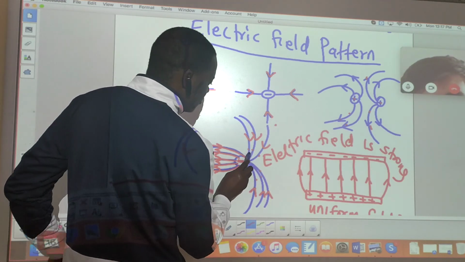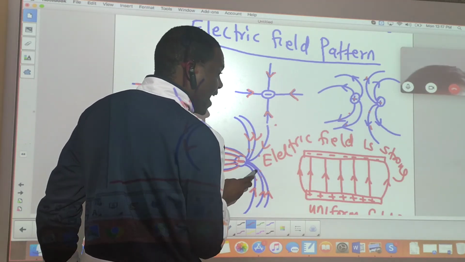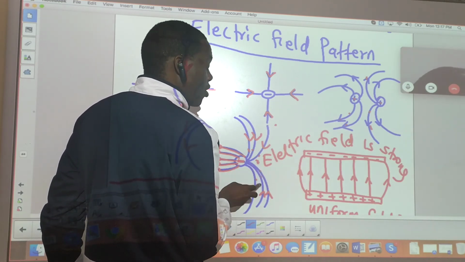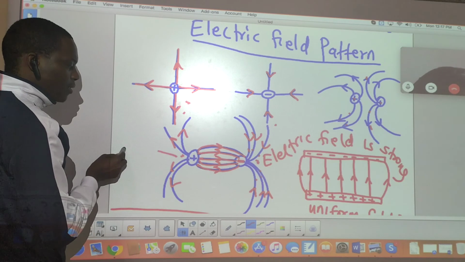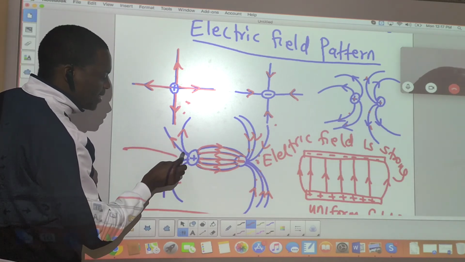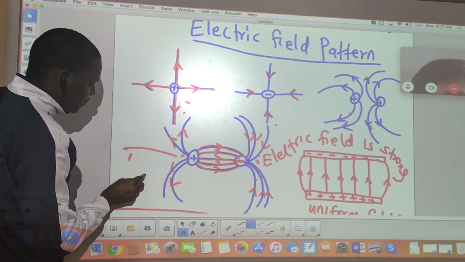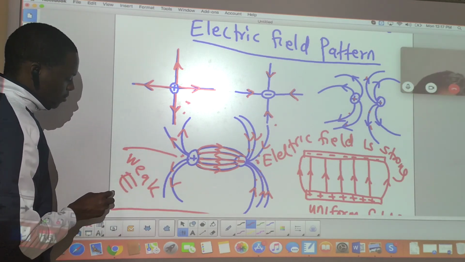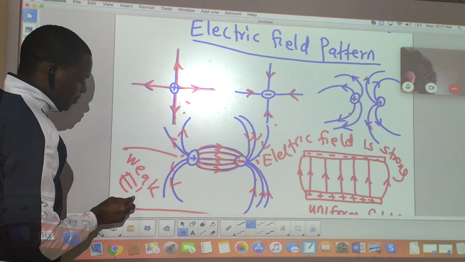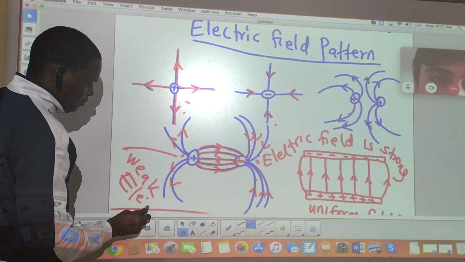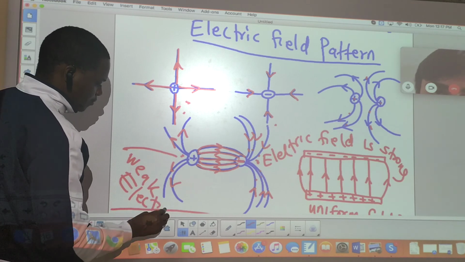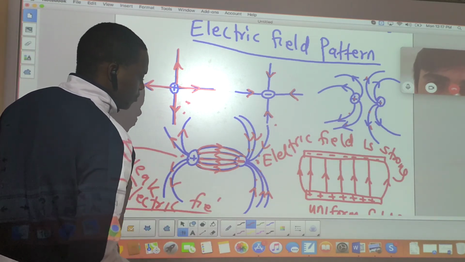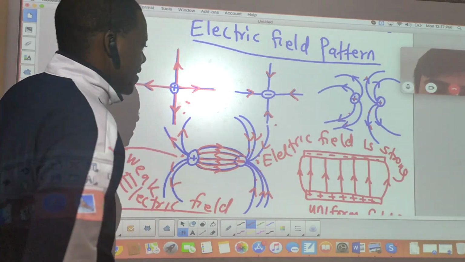Okay, fine. Anyway, I'm saying here, the electric field lines are closer to each other at this point. So therefore, electric field here is very strong. But here, it's further away from each other and they are very small. So weak. Electric field is weak. Okay, electric field is weak here, alright.